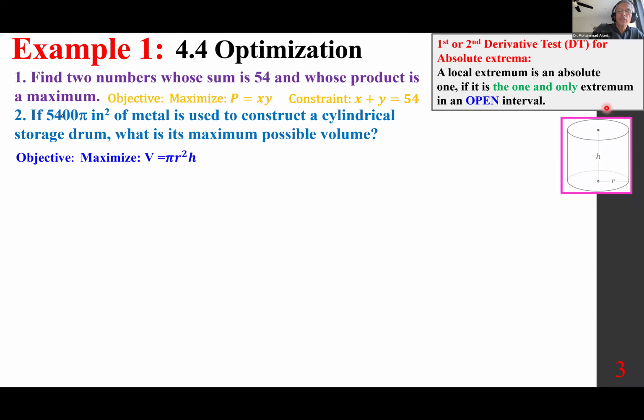Now, the amount of material refers to the gift wrapping concept, the surface area. The surface area for this cylindrical shape is the area of the base, pi r squared, times 2, the top and the bottom. And the lateral surface, if you cut it open, becomes a rectangular shape where the bottom is the circumference, or 2 pi r, times the height. And so subject to the constraint, the surface area is 2 pi r squared plus 2 pi r h, and it equals this number. And you work on that.